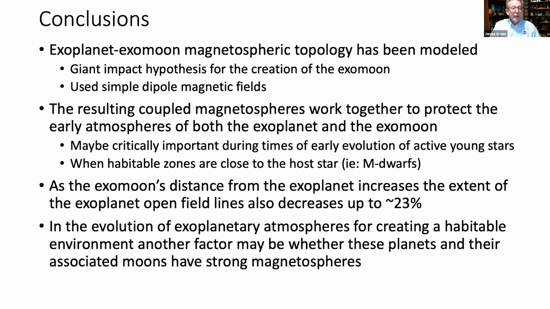Now, this may be critically important during times of the early evolution of these planets because of the early evolution of the young stars that they're associated with, and in particular when the habitable zones are close to the host stars. Now, as the exomoon distance from the exoplanet increases, the extent of the exoplanet open field lines also begins to decrease to about 23%, as shown in this simple analysis.